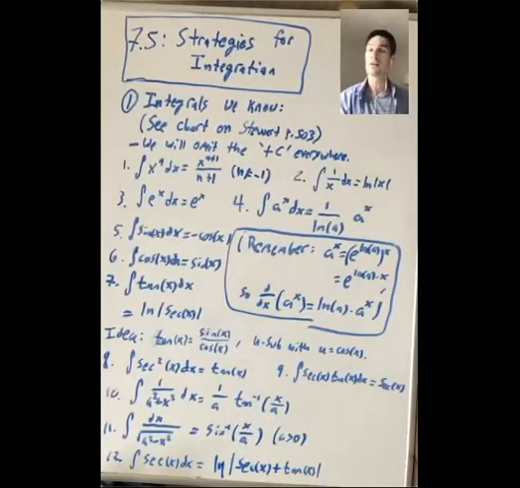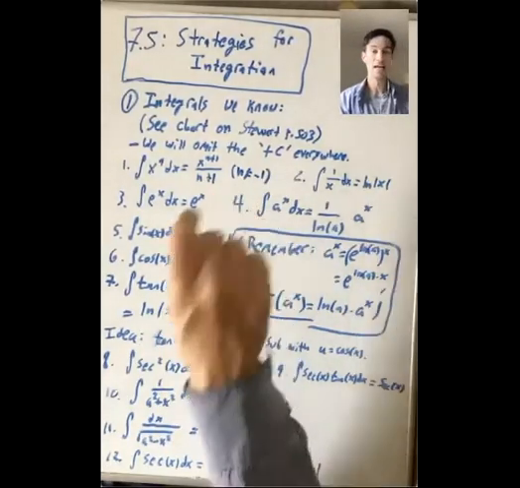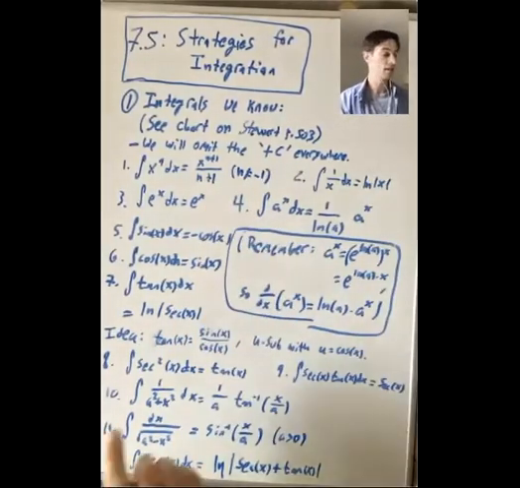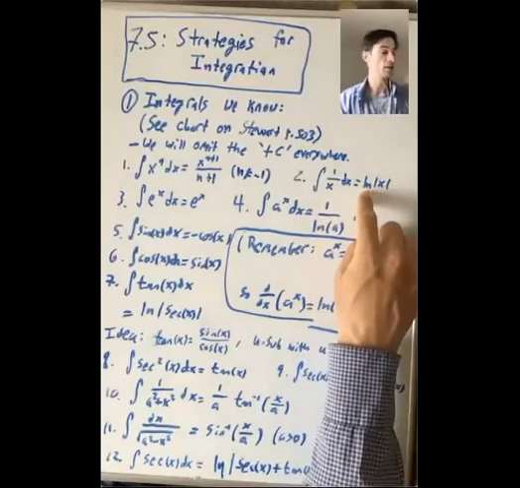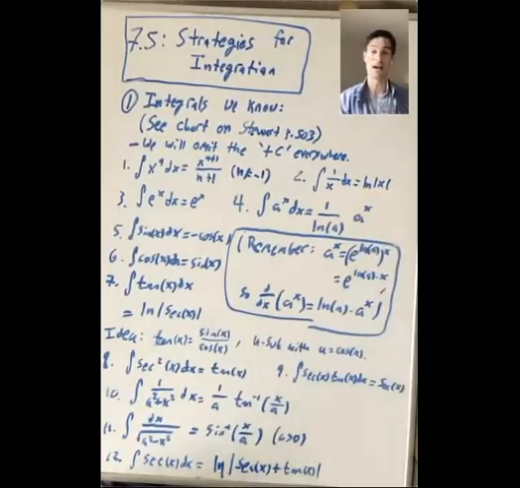That works for every real number n, except n equals minus 1 is a special case. We saw separately that the integral of 1 over x is equal to the natural log of the absolute value of x. And the absolute value is important because we want the domain to be as large as possible.